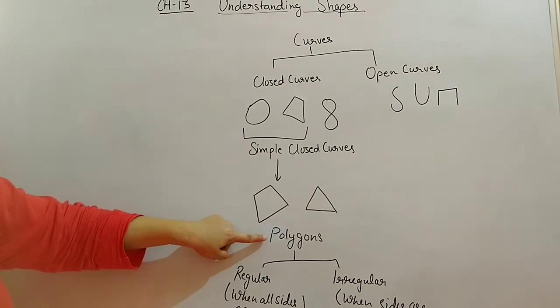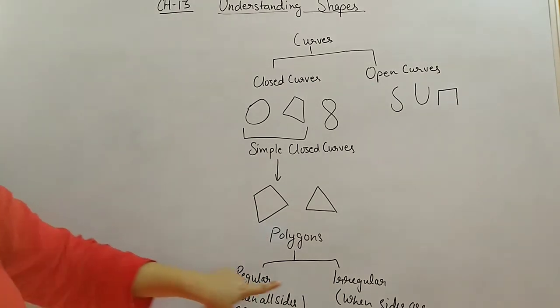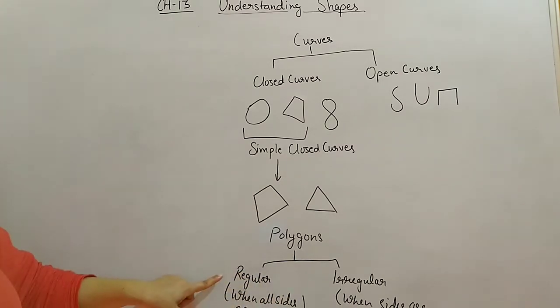Polygons are also of two types. One is regular, another one is irregular. The word regular we will use when all the sides are the same, and the word irregular we will use when all sides are different.